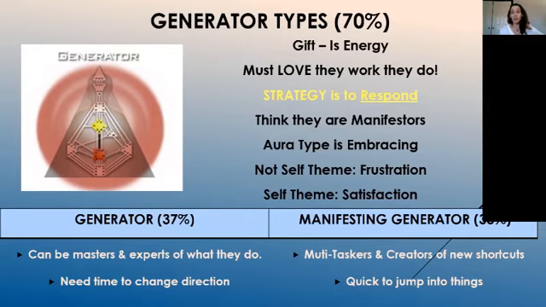Manifesting generators are a little bit different. Manifesting generators are called manifesting generators because they also have a throat center activated. So they also feel as though they are a manifester. But because they're a generator, they'll always still have to respond. They'll always still have to wait before they make the decision, which can be extremely frustrating for a manifesting generator.